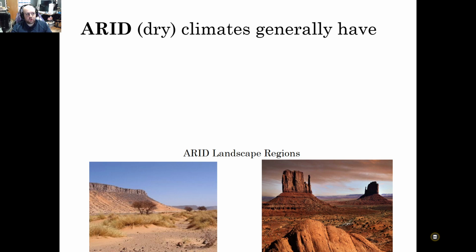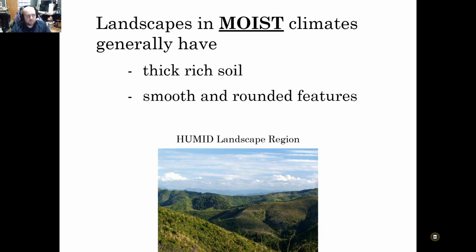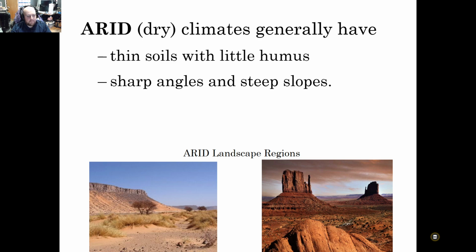Arid is dry. These climates generally have thin soil with little dirt on top. That's the humus there. They have sharp angles and steep slopes. Write those down for arid and dry, and you can see this in the picture here. We see sharp angles, steep slopes, right? It just drops right down the landscape, peters out over there. All right, that's our typical arid thing. Think of a desert when we're dealing with an arid landscape.